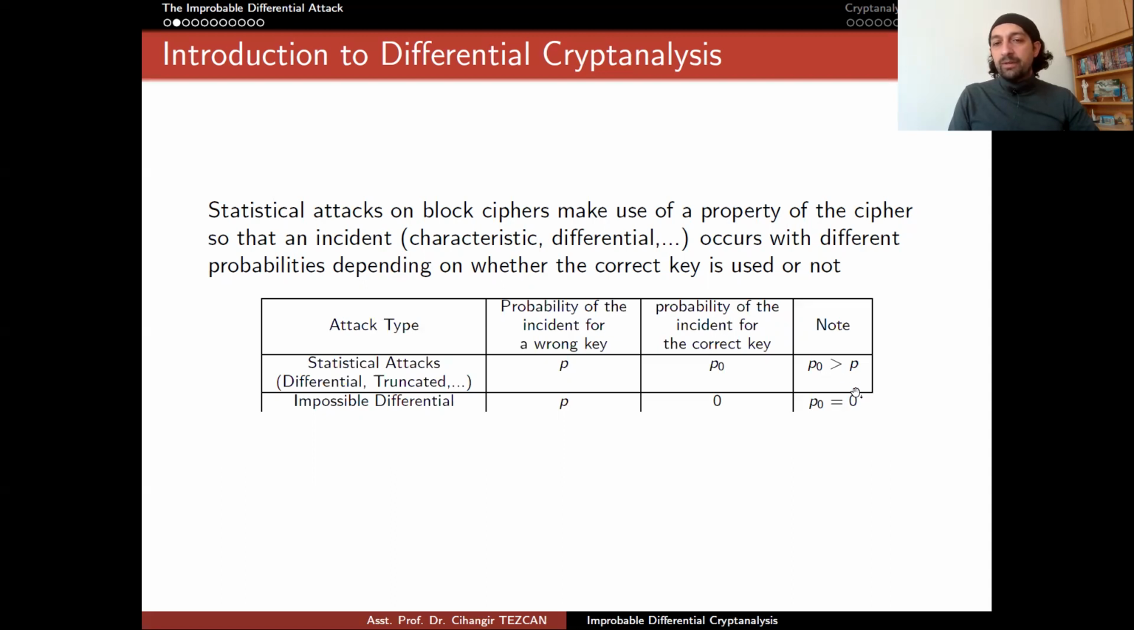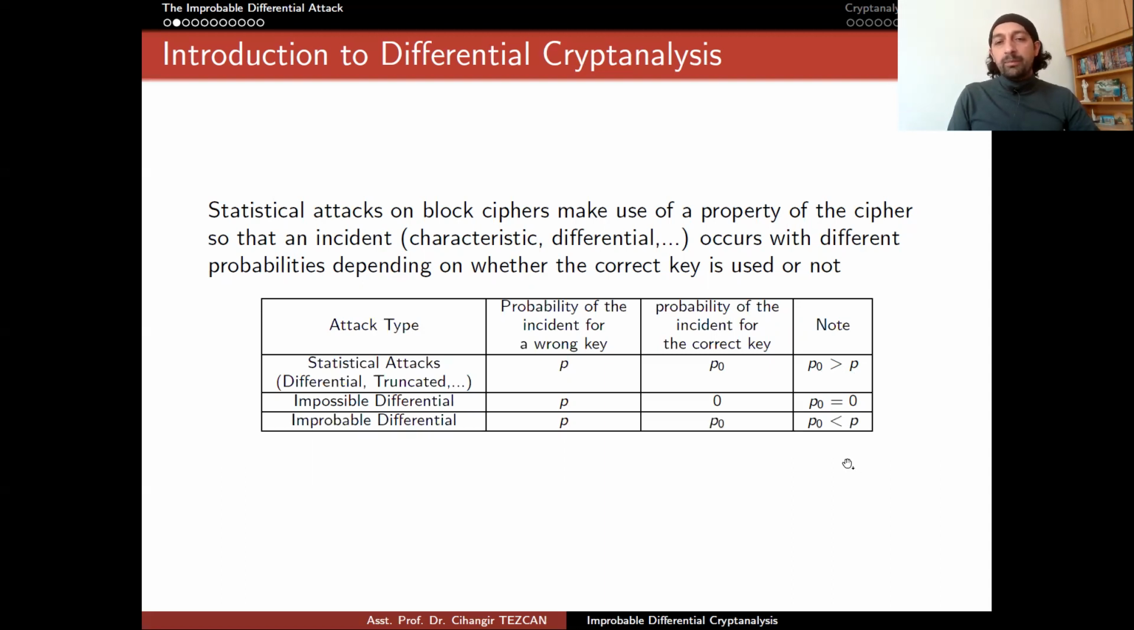So when you look at the difference, in the first scenario, p0 was higher than p, but in this scenario, there is some p, which is non-zero, but p0 is 0. But now the question is, can we obtain something in the middle? Can we find a distinguisher so that this distinguisher occurs with probability p for a random permutation and p0 for the cipher we are trying to analyze, but p0 is less than p. So the question is, can you find it?